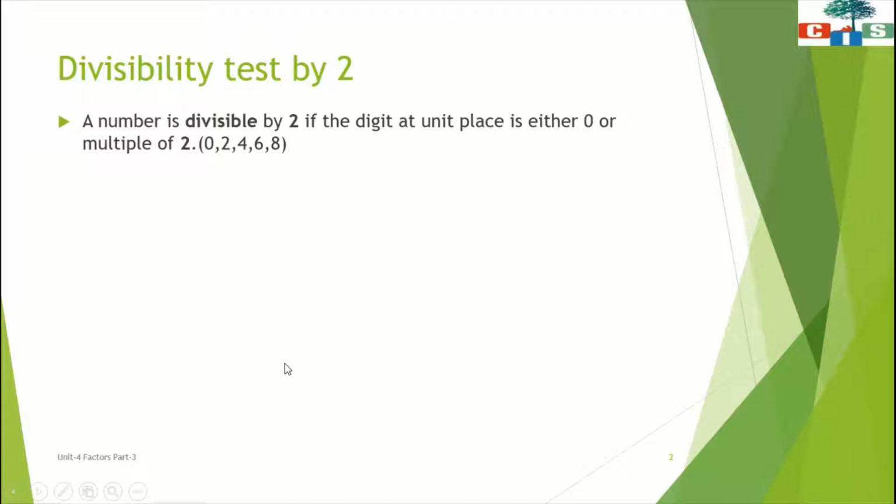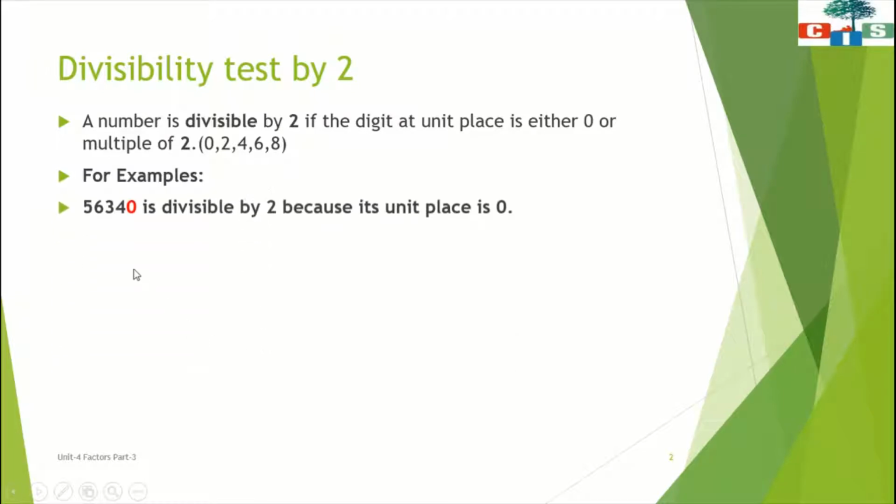We will see some examples for this. First example we have 56340. This is the number. Now the unit place is 0. Since the unit place is 0, this whole number is divisible by 2. When we divide this number by 2, it will leave remainder 0.